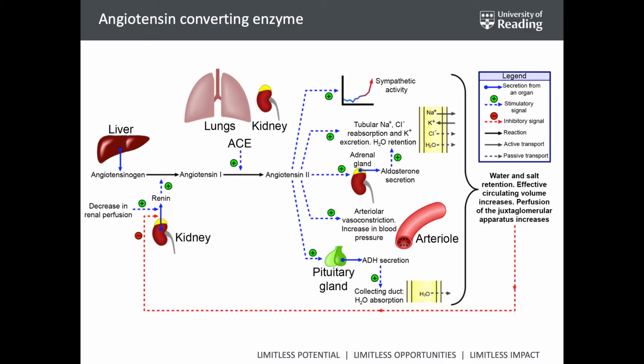So you have angiotensinogen, which is a proprotein produced by the liver. This is converted by another protease called renin into angiotensin 1. And then angiotensin converting enzyme, released either by the lungs or by the kidneys, processes angiotensin 1 into angiotensin 2. It carries out a proteolytic event, binds angiotensin 1, cuts off a bit of it, and releases angiotensin 2.